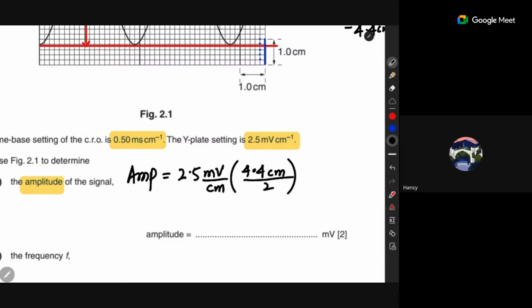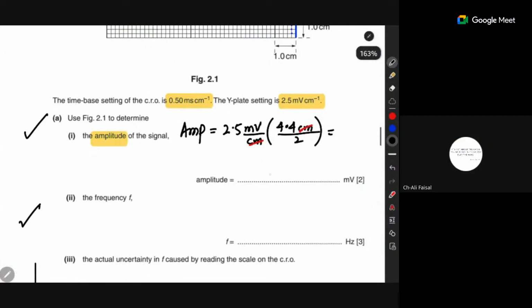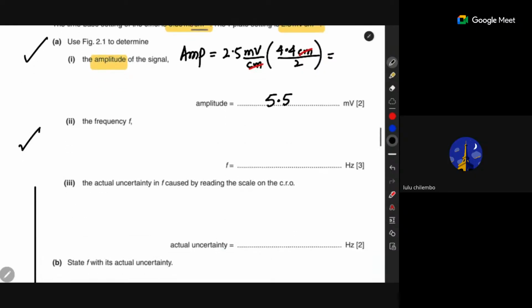Can anybody help me calculate this, please? This centimeter will be gone. And what will you get? It will be 5.5 millivolts. Now, what about frequency?